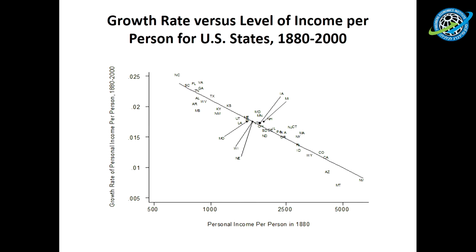This is another case where you see this diagram. So Xavier Sala-i-Martin, who's now a famous economist at Columbia University and also in Barcelona, was doing his PhD thesis with me. Now it's more than 20 years ago. But I still remember when he came up with this diagram initially.